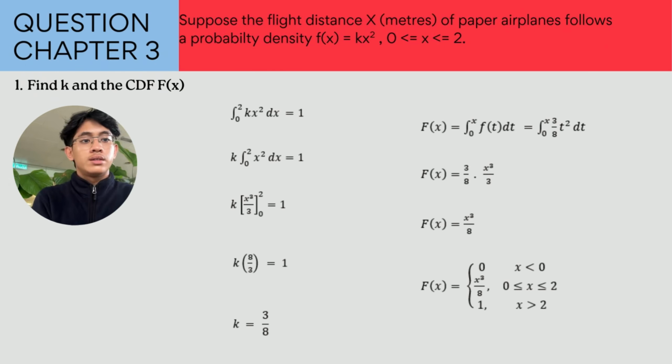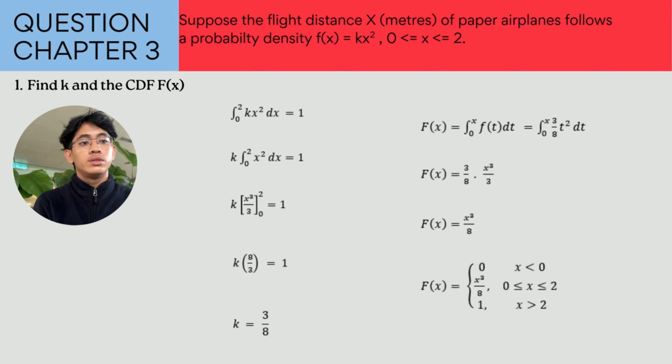Okay, on this slide, we are given that the flight distance of a paper airplane follows a probability density function f(x) equals kx squared. Our task is to find the value of k and then find the CDF. To find k, we use the fact that the total area under the density function must equal 1. So we integrate kx squared from 0 to 2. Solving the integral gives us that k equals 3 over 8.